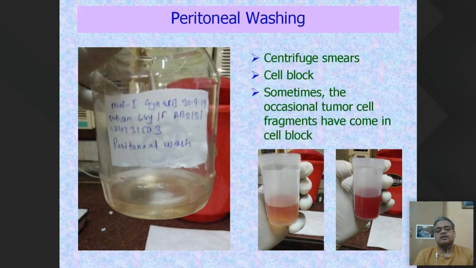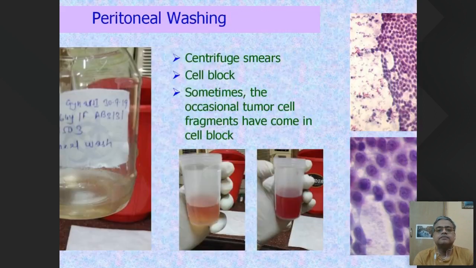Peritoneal washings are typically clear fluids if it is done well. But if it is not done well, if the surgeon has created a lot of hemorrhage, which you should not ideally create inside a peritoneum because it causes more adhesions, you can get a hemorrhagic and bloody fluid. For peritoneal washing, we prepare centrifuge smears. We can prepare a cell block. Sometimes occasional tumor cells can come in the cell block. So every peritoneal washing requires a cell block also.